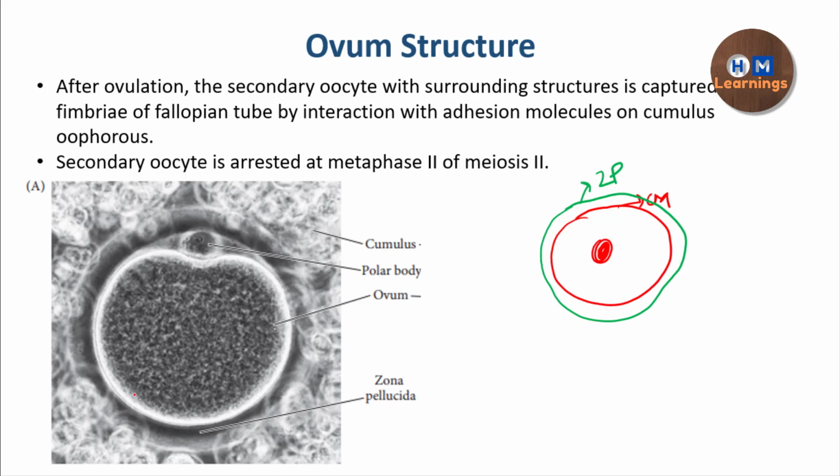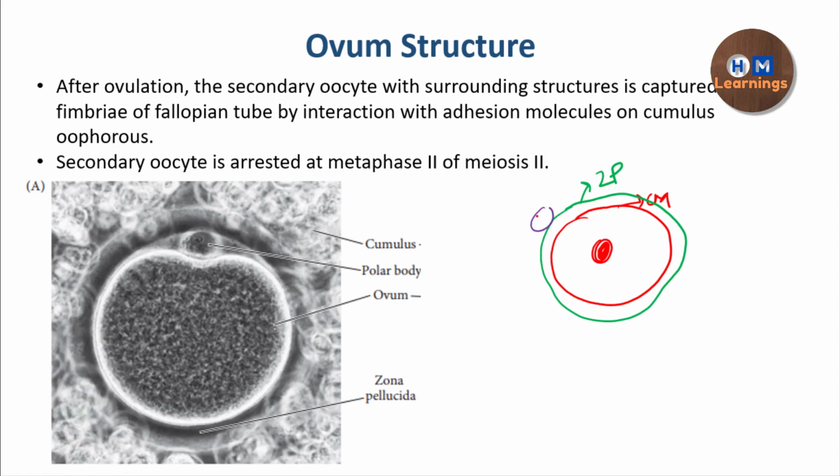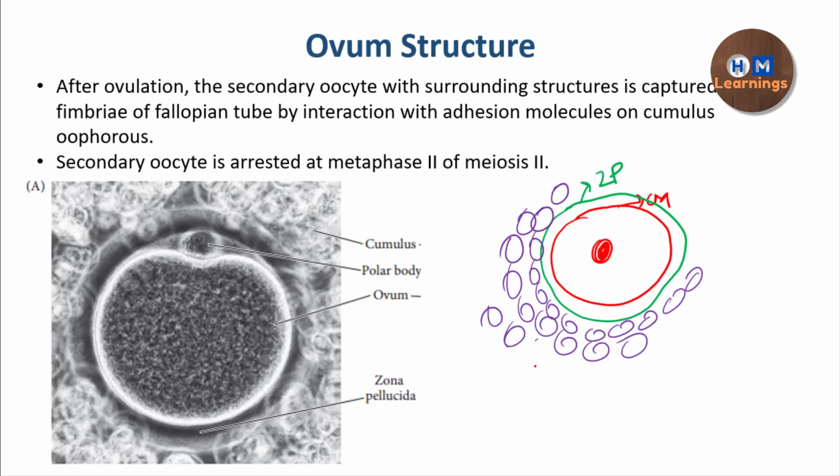Then outside it there are other surrounding structures called the cumulus oophorus. These are basically the granulosa cells which came with the oocyte when it was expelled outside the ovary. There are many layers of it, and all these layers are collectively called the cumulus oophorus, and the innermost layer is called the corona radiata.